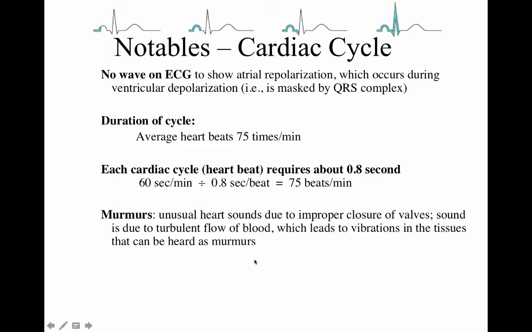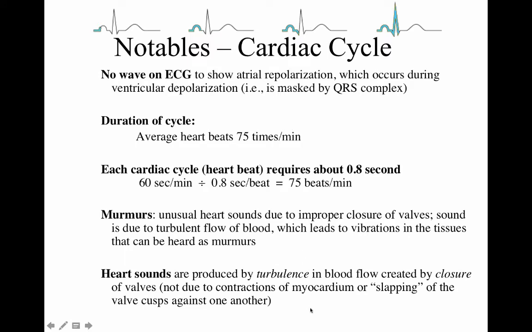Murmurs then are unusual heart sounds due to improper closure of valves, and the sound is due to turbulent blood flow, which will lead to vibrations in the tissues that can be heard as murmurs. Heart sounds then are produced by turbulence in blood flow, created by closure of valves, not due to contractions of myocardium or slapping of the valve cusps against one another.